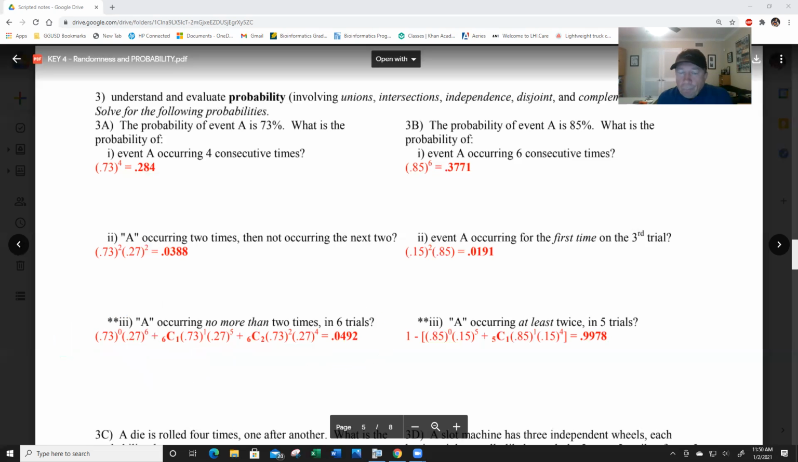Okay? All right, 3B. The probability of event A is 85%. What are the chances it occurs 6 straight times?